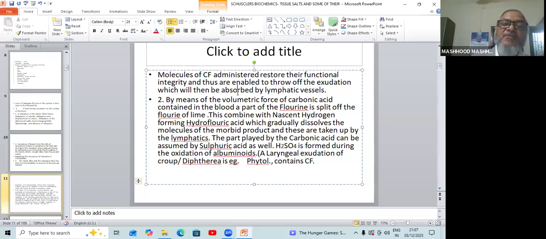See, here another one is H2SO4, the sulfuric acid, which is formed from some albuminoids, that is, protein metabolism, and also acts like carbonic acid, helping to remove these debris and fibrins from the remote area. Then this is the physiological chemical action, very important regarding Calcarea. Then Phytolacca, the only medicine I know from textbooks that contains Calcarea fluorica. The homeopathic medicine Phytolacca contains Calcarea fluorica. That's why Phytolacca is a very important remedy for tumors also.